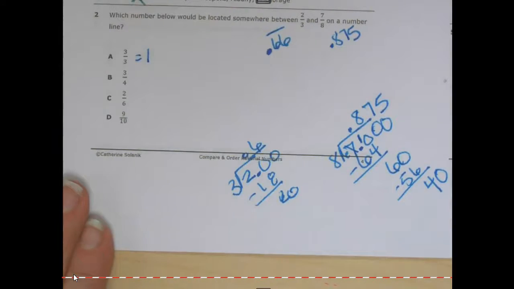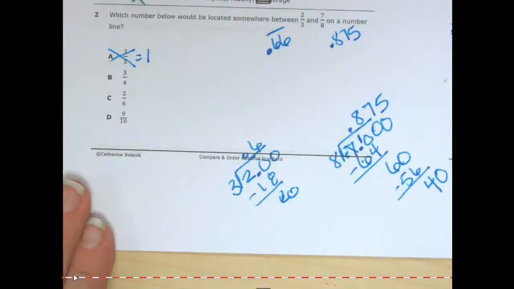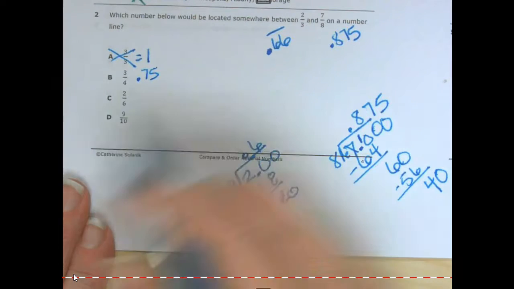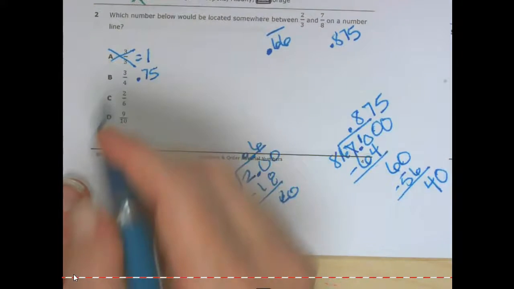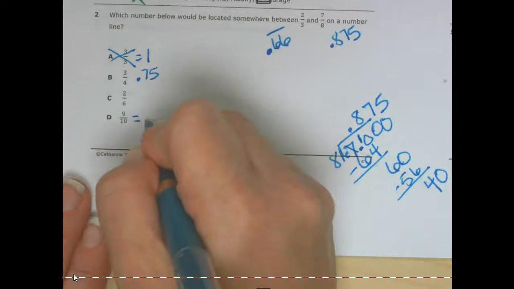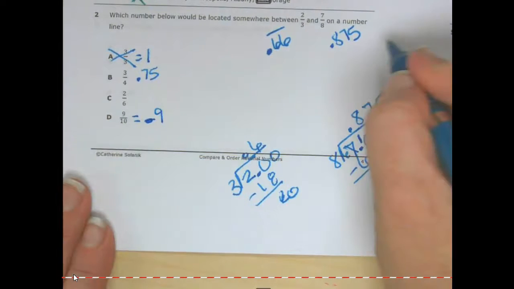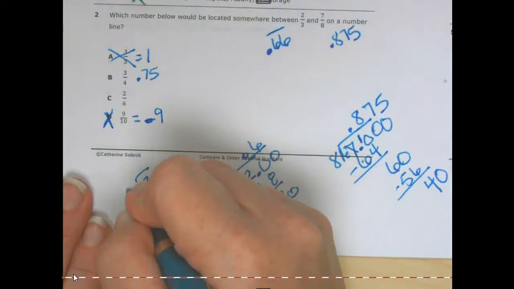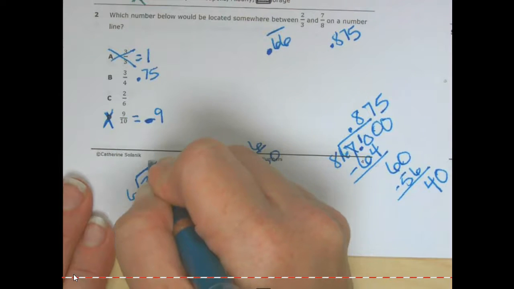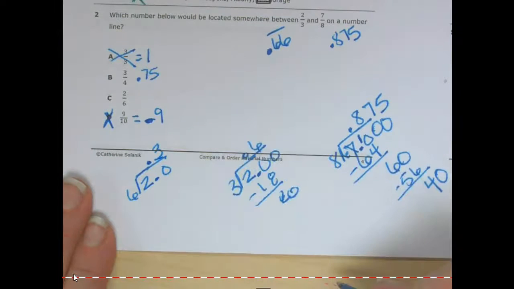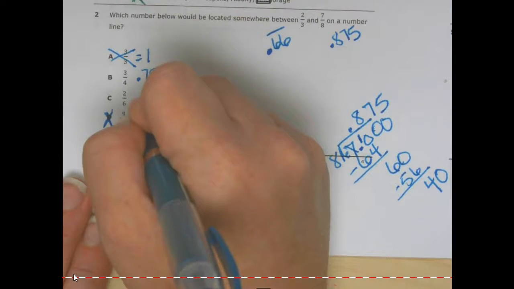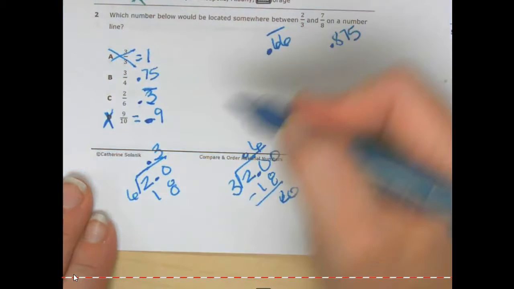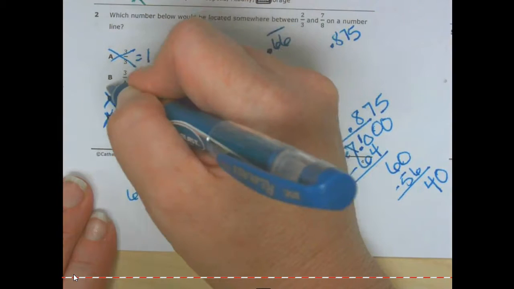3/3 is equal to 1. So I know it's not that one. 3/4 is 0.75. So it looks like that will probably go in between. 9/10 is 0.9. So that will go after it. That's not it. 2 divided by 6 is going to be 0.33 with a line over it. So that does not go in between. So my answer is B.